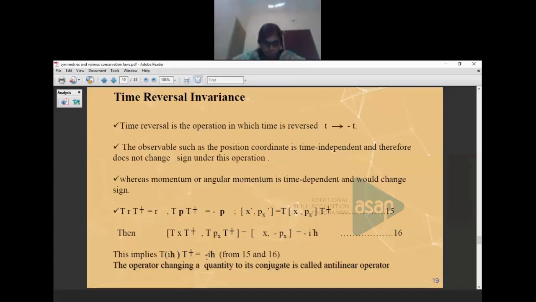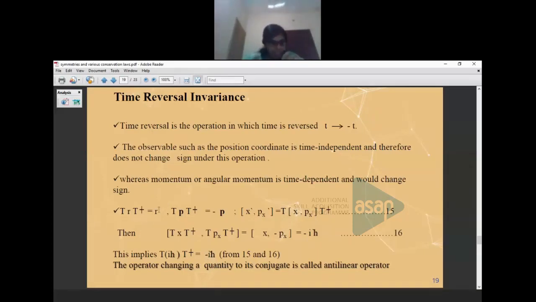This is a profound state. This is something which makes time reversal invariance very different from all the other parameters which we have studied, whether it is linear momentum, angular momentum, or even parity, which is a discrete symmetry. Because why? Let me go through it once again.